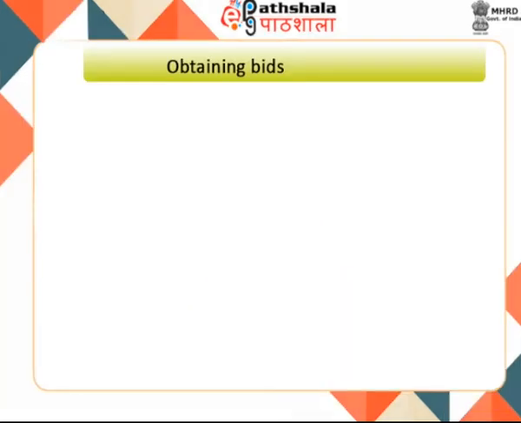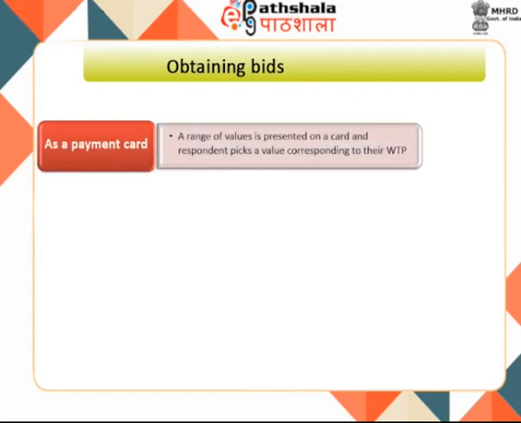Obtaining bids. The bids can be obtained from respondents in several ways. The respondents may be asked to state either their WTP or WTA or both. However, asking for WTP is simple and hence is estimated in most studies. As a payment card, a range of values is presented on a card and the respondent is asked to pick the value which closely corresponds to their willingness to pay.